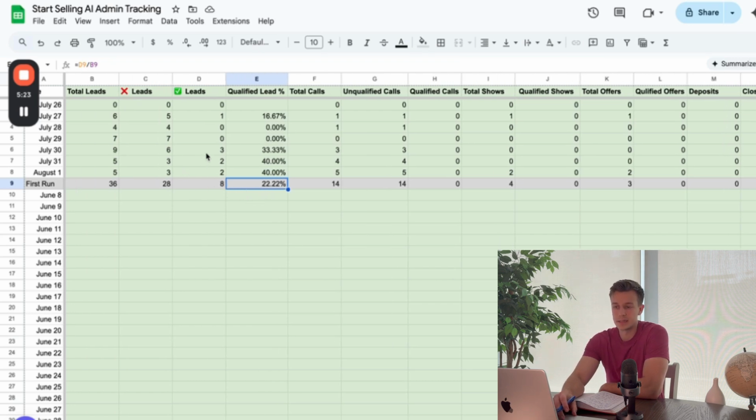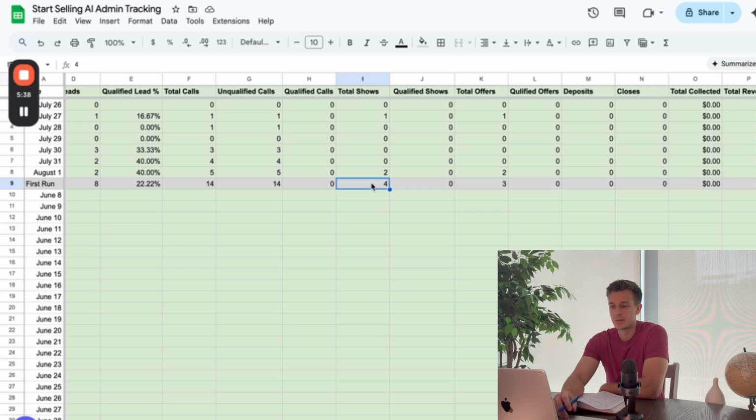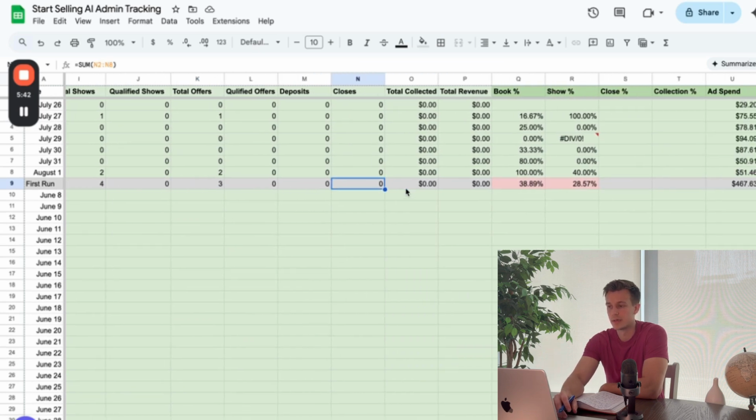But the nice thing that you can see here is all the qualified leads started coming in the last few days. So the pixel was starting to optimize just at the end here. Total calls is 14. All the calls were unqualified calls, and total shows was 4. Total offers 3. No closes, they were all unqualified.